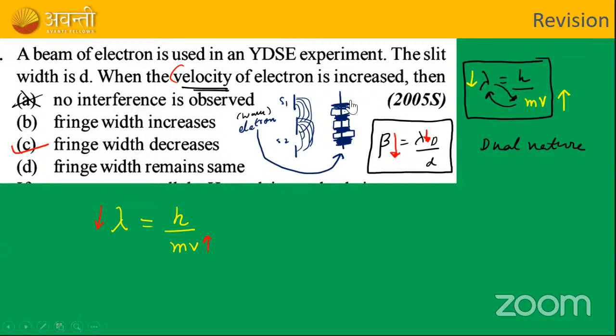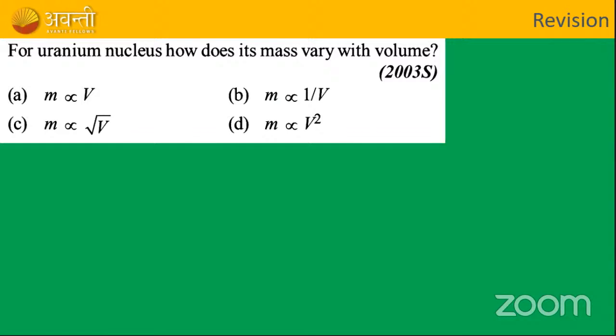You should be very good with all the concepts, so it will be very easy for you to solve these. Going to the next question: for a uranium nucleus, how does its mass vary with volume? They're asking about the uranium nucleus, which has around 230 nucleons: 92 protons and the remaining around 140 neutrons. Is the mass of this nucleus proportional to volume, inversely proportional to volume, proportional to the root of volume, or proportional to the square of volume?